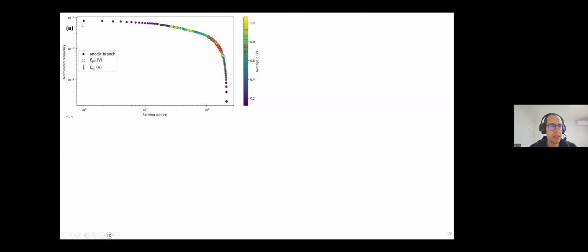We have the frequency here, but the data is ranked. So this is the most frequent value of current density obtained out of the population of curves. This probably corresponds to the passivity range, because here we can follow the data mapped with the potential. And here we have the rarest data points.